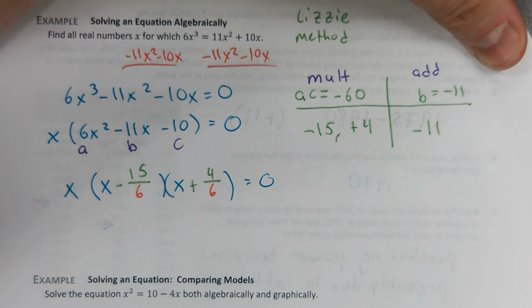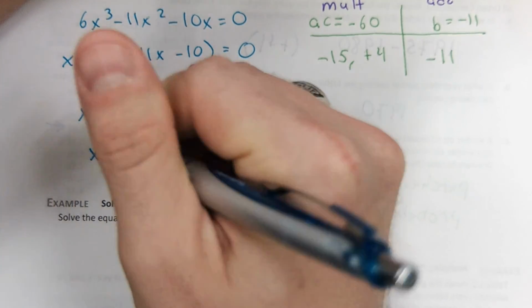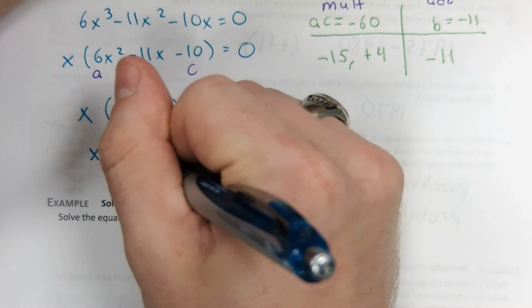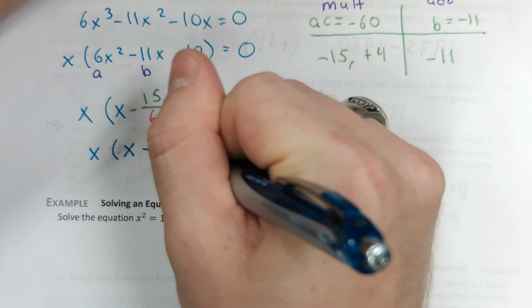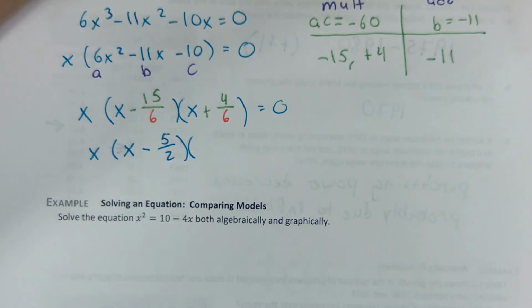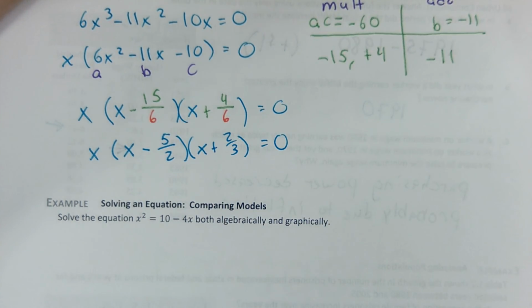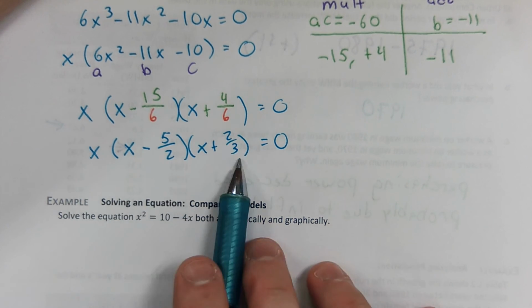So, now what you have to do is reduce your fractions. If you forget to reduce your fractions, you will be wrong every single time if you're trying to factor. If you're trying to solve by factoring, you might get lucky. But 15 over 6 reduces to 5 over 2, and 4 over 6 reduces to 2 over 3. If you were trying to solve by factoring, you're actually done right here. The solutions are staring you in the face: 0, positive 5/2, negative 2/3.